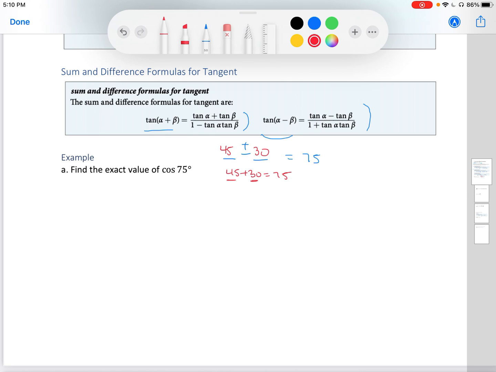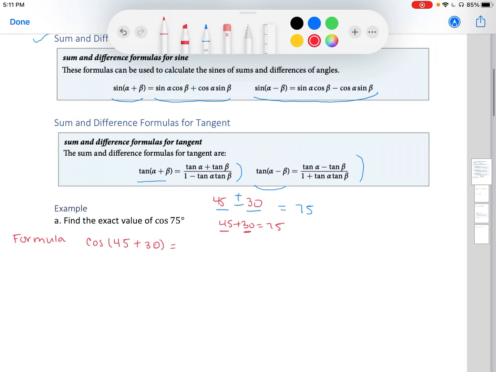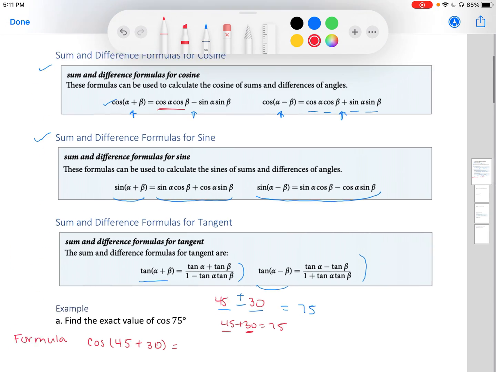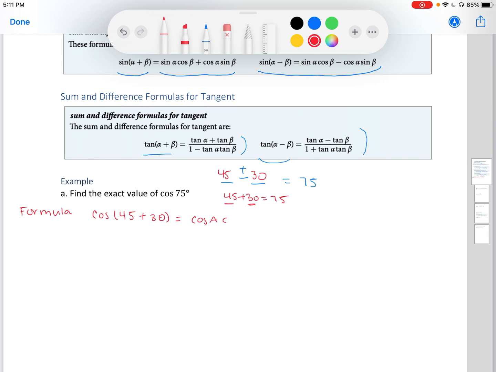So we're going to use that 45 and that 30 and our sum formula for cosine. Always write down your formula. Cosine of 45 plus 30, which is our 75, is equal to cosine of A times cosine of B minus sine of A times sine of B. Our labeling is that A is 45 and B is 30. Because it's the sum, it doesn't matter if we make A 30 and B 45, but with a difference, you would have to be a bit more careful.